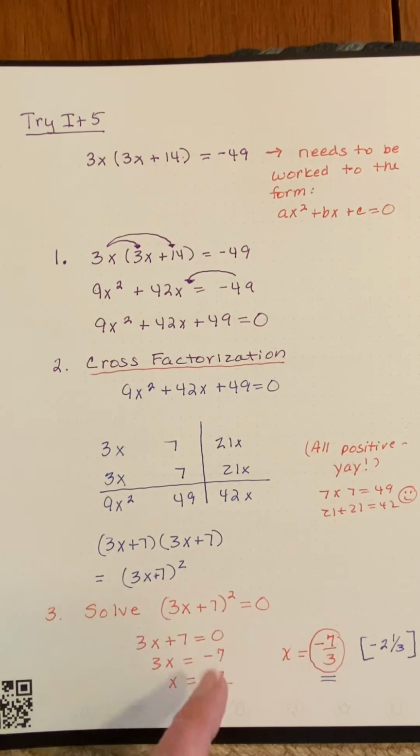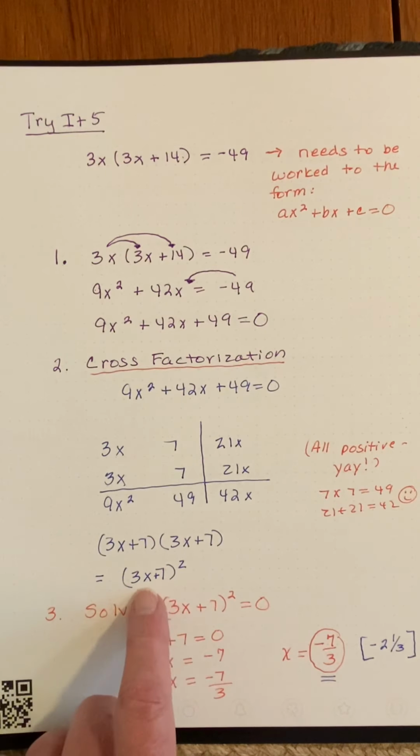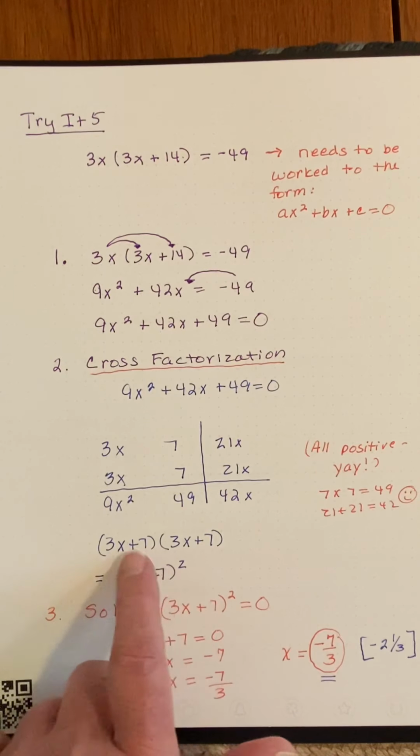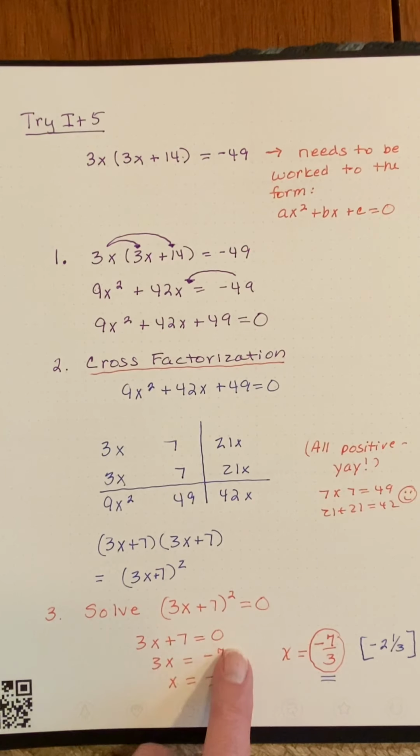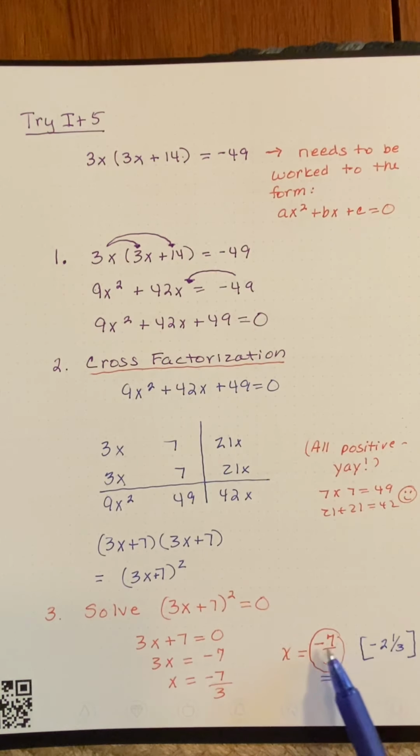Because if I solve it both ways, it's going to be the same thing no matter which way I solve it. So in this case, if it ends up being exactly the same thing, you just have to solve it once. So 3x plus 7 equals 0. Take my 7 over. 3x is negative 7. Divide through by 3. X equals negative 7/3.